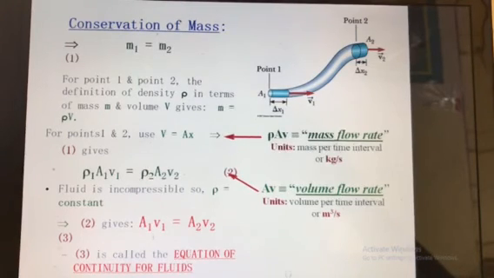So for point 1 and point 2, the definition of density rho in terms of mass m and volume V is given as m equals rho into V, because mass is equal to density into volume. Use volume V is equal to A into X. Rho into A into V is nothing but the mass flow rate at section 1. This is the general formula. AV is the volume flow rate. So it will give rho 1 into A1 into V1, which is equal to rho 2 into A2 into V2. The fluid is incompressible, so rho is constant, and we get A1 into V1 equal to A2 into V2. Now it is called the equation of continuity for fluids.